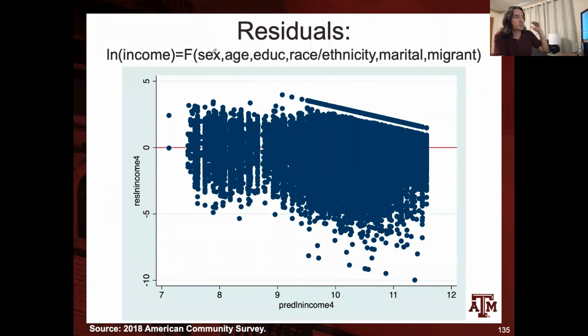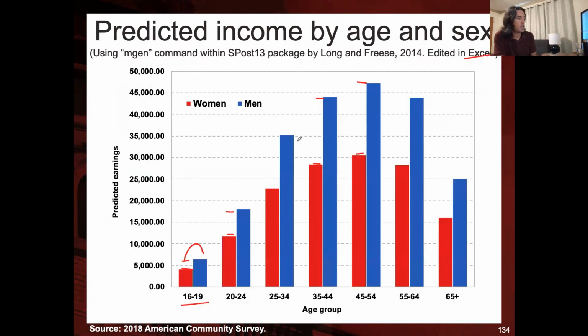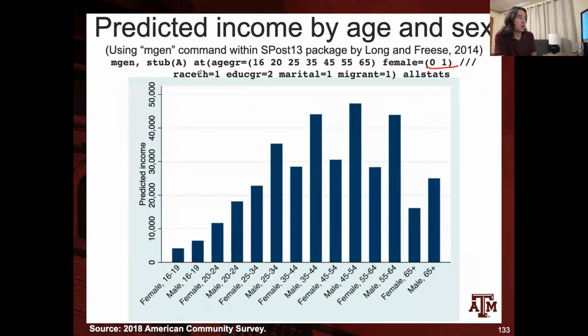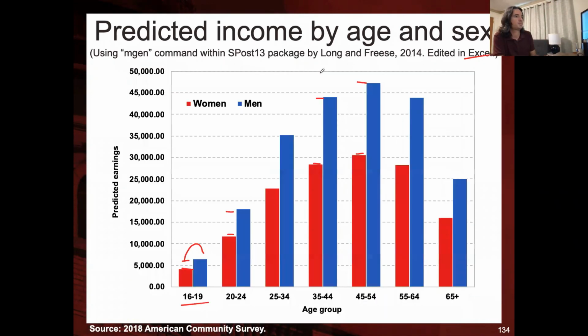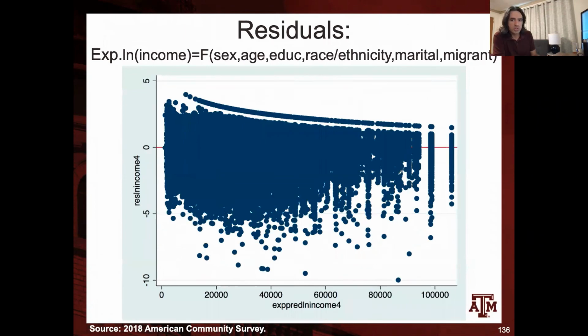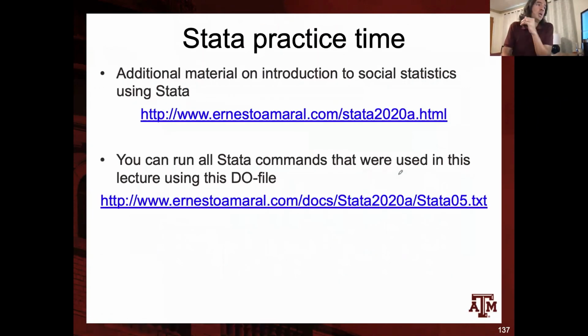Still, with all these variables, sex, age, education, race, ethnicity, marital status, migrant, still issues of heteroscedasticity. And again, these predicted values here for women are also controlling for everything: race, education, marital status, migrant. And we can do a graph like this for all different combinations of my independent variables. Can do for African Americans, for Hispanic, for college, can do all variations that I might want.